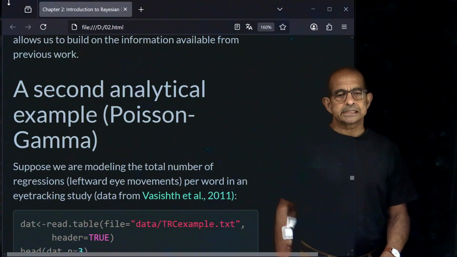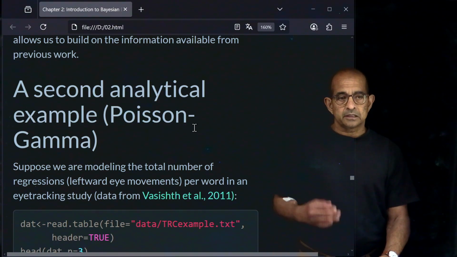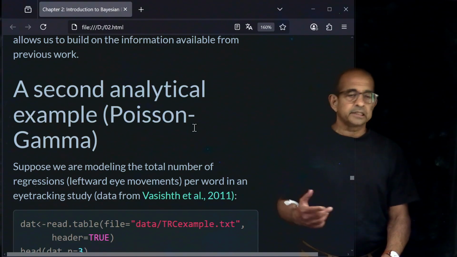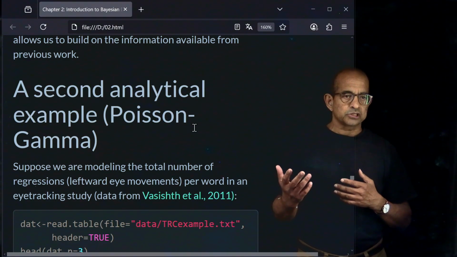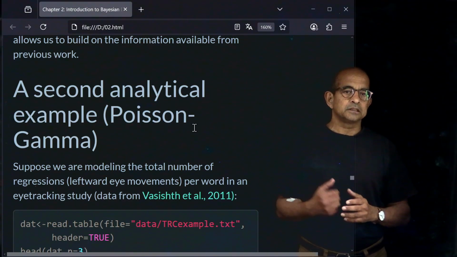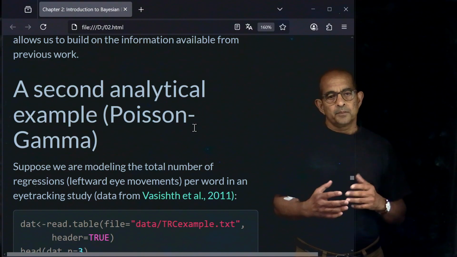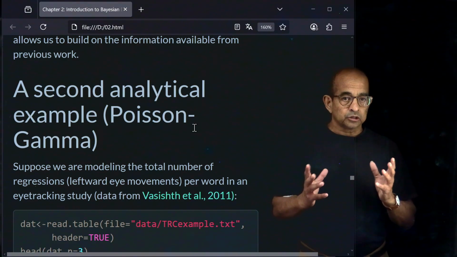Now we come to the second analytical example, the Poisson gamma case. This is another conjugate case that is very instructive because it is very similar on the one hand to the beta binomial, in the sense that we have a Poisson likelihood and a gamma prior on the parameter in the Poisson likelihood. But at the same time, it has the illusion of complexity.